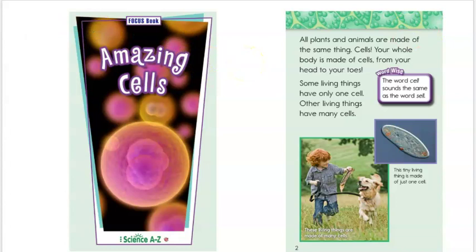Amazing cells. All plants and animals are made of the same thing, cells. Your whole body is made of cells from your head to your toes. Some living things have only one cell. Other living things have many cells. Here it says word-wise, the word cell sounds the same as the word sell, as in inside a store when you sell something. This tiny living thing is made of just one cell.